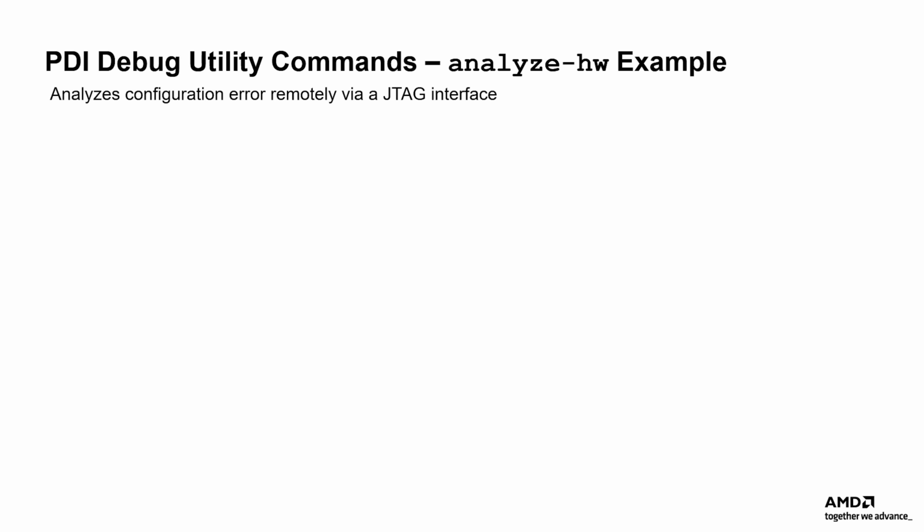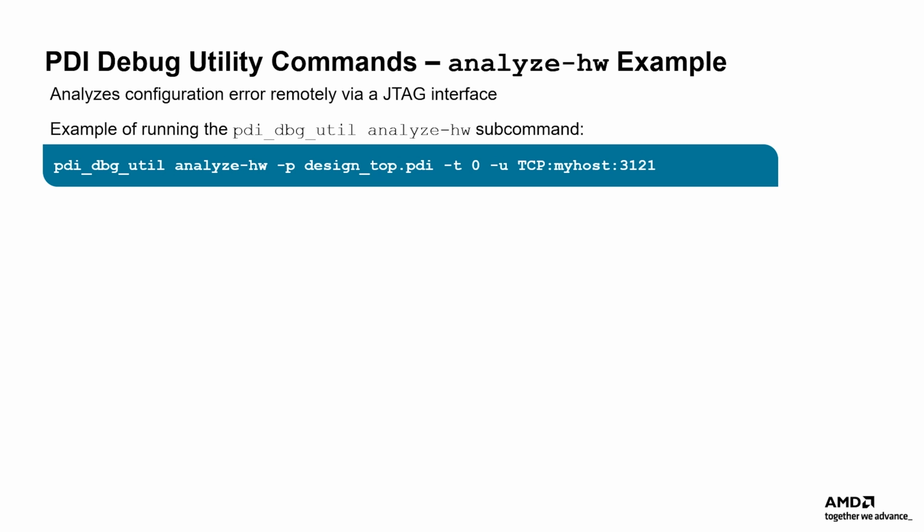The Analyze Hardware subcommand analyzes configuration error remotely via a JTAG interface. Shown here is an example of the Analyze Hardware subcommand. In this example, the design has been configured with a PDI intended for the XCVC1902 device. However, it is anticipated to fail as the part on the board is XCVM1802. In this scenario, the PDI debug util is used to connect to host myHost to analyze a Versal device. Also, the T flag is set with a value of 0.